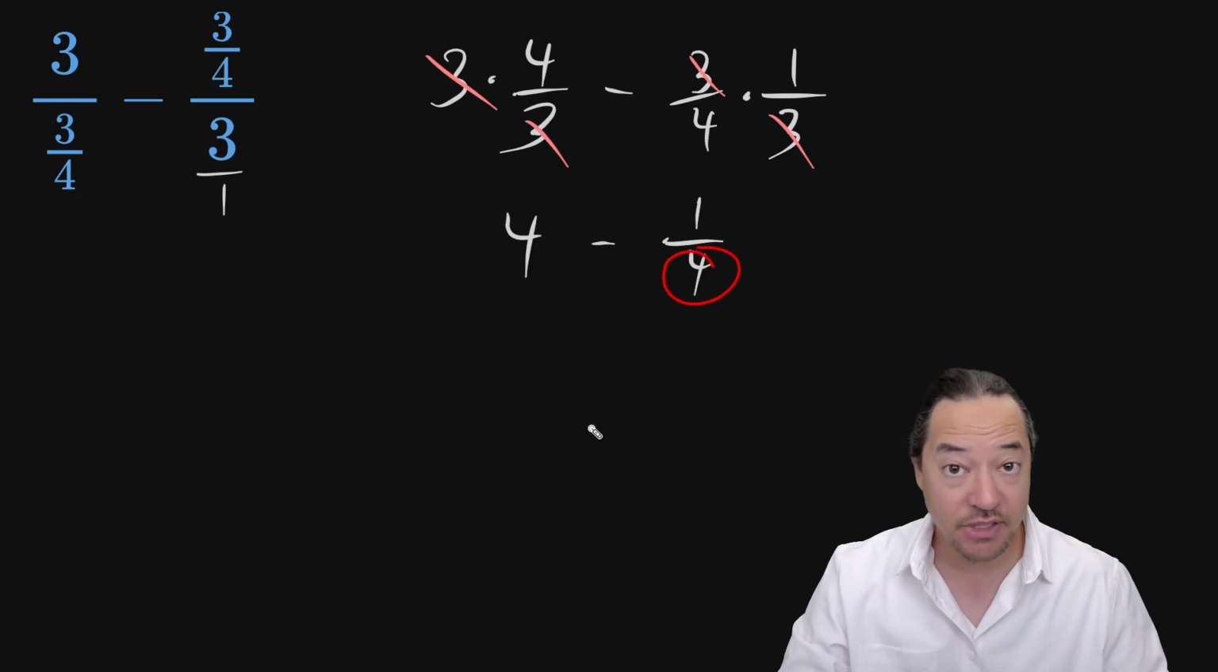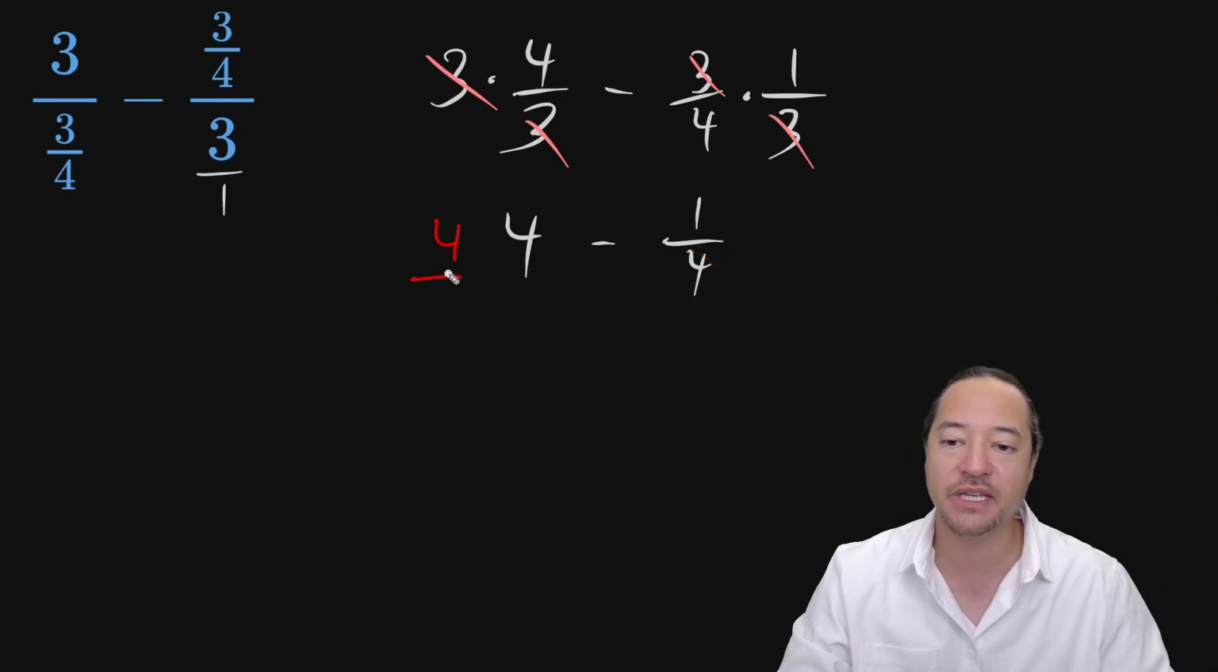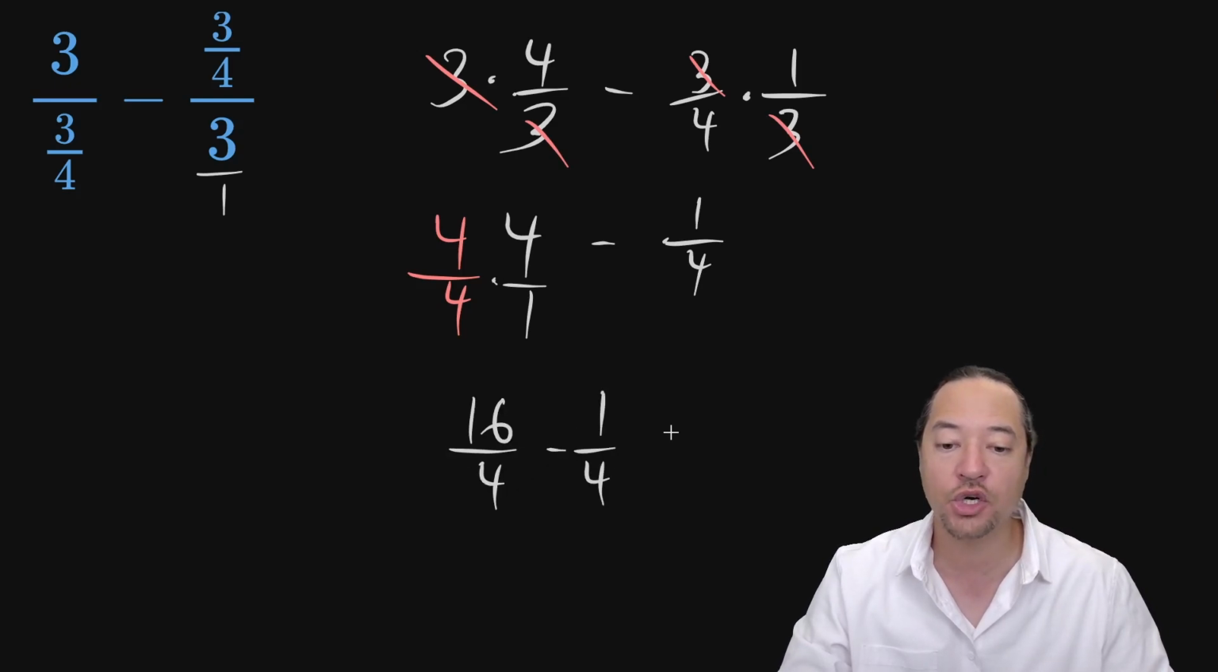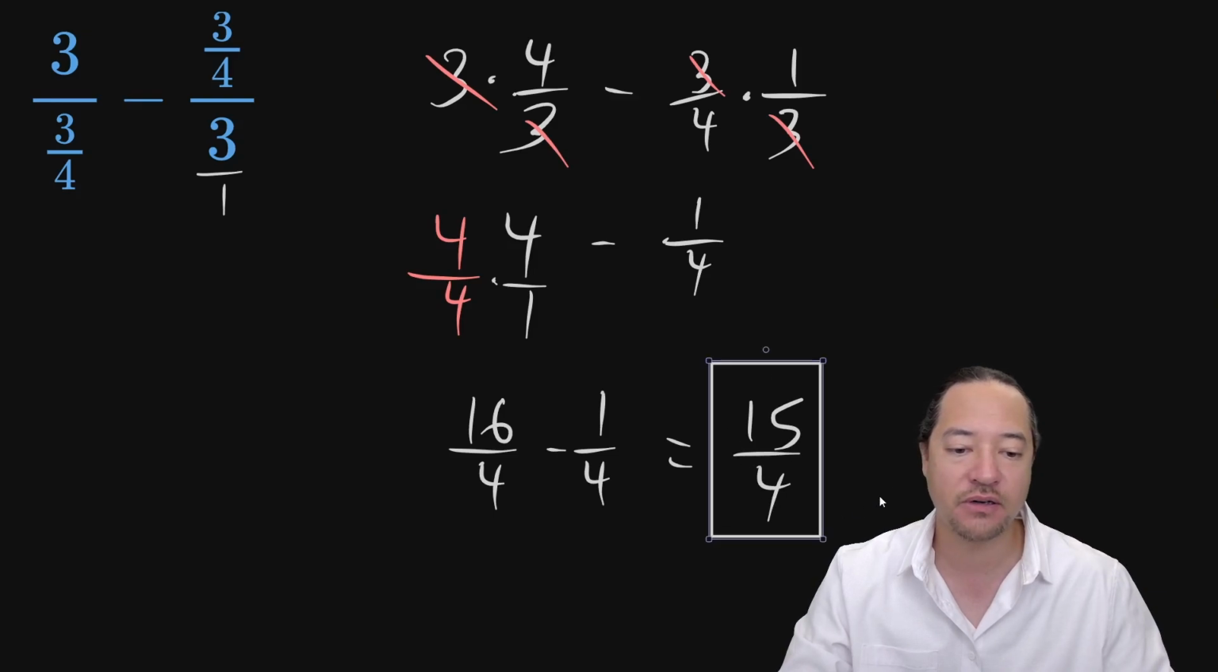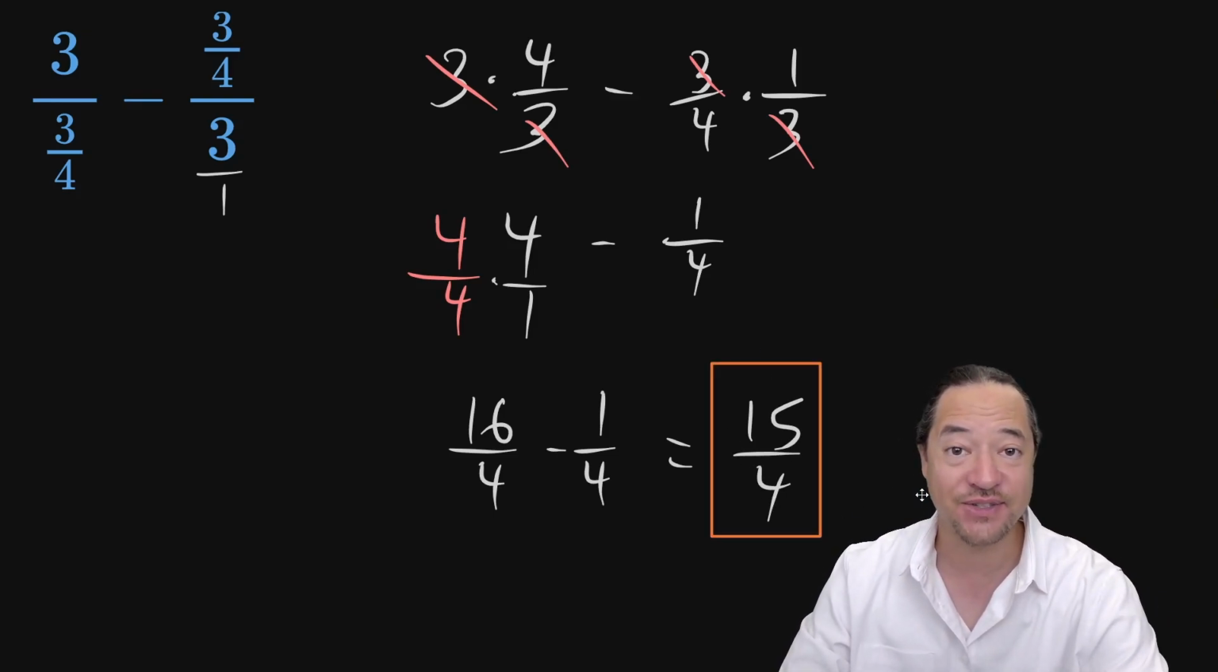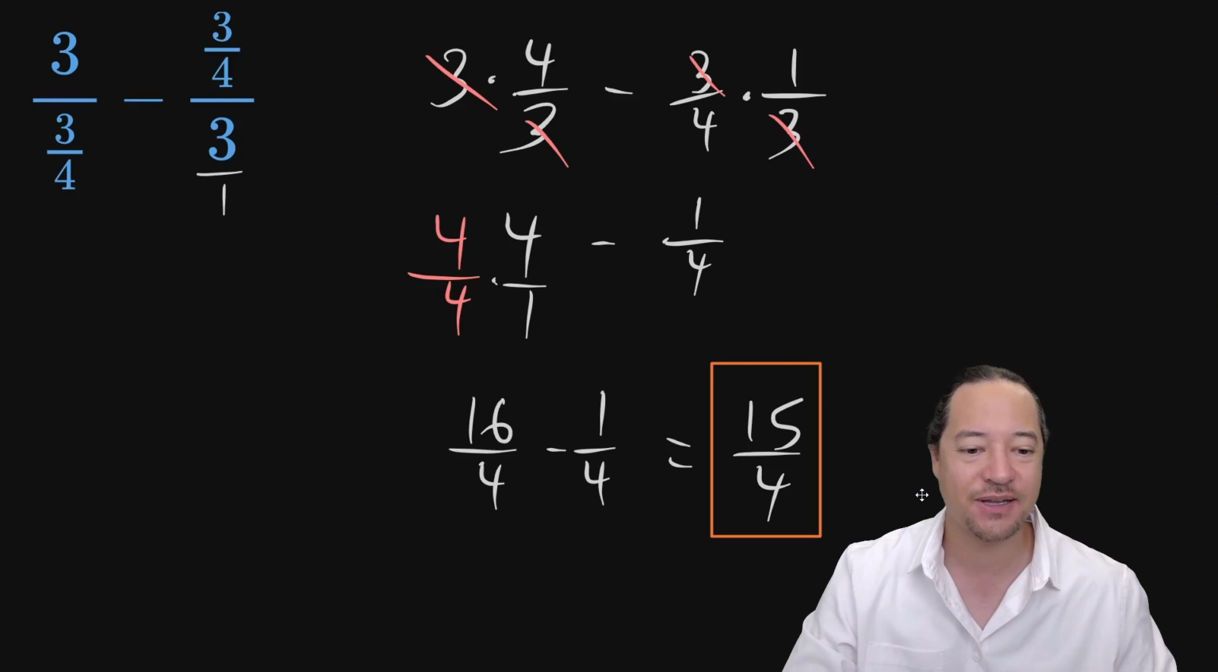I need a common denominator. I'll just use 4. So to get a common denominator, I'll have to multiply this by 4. Let me write that as 4 over 4. And remember, I'm thinking of this as 4 over 1, right? So this winds up becoming a 16 over 4 minus a 1 over 4. That's going to equal 15 over 4. And there we go. That's going to be our answer here. Let's go to the last practice problem.